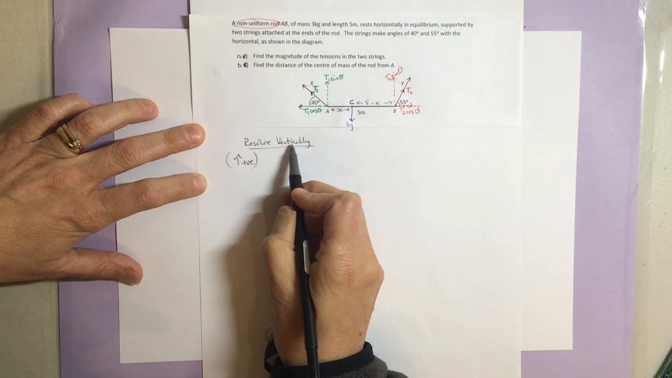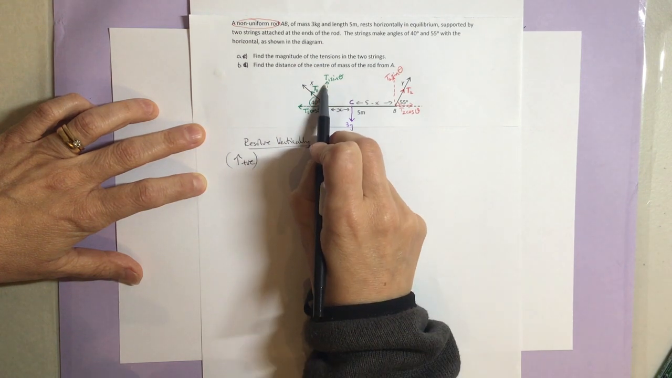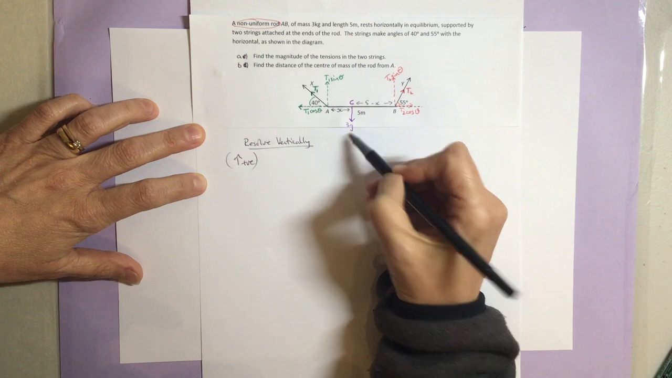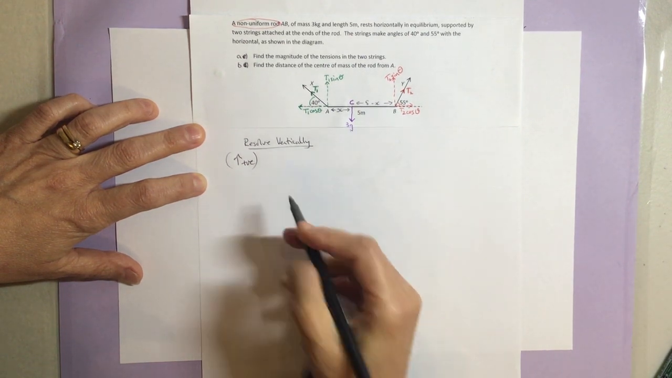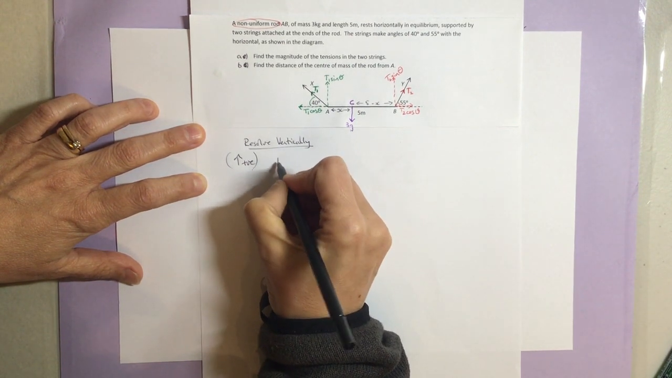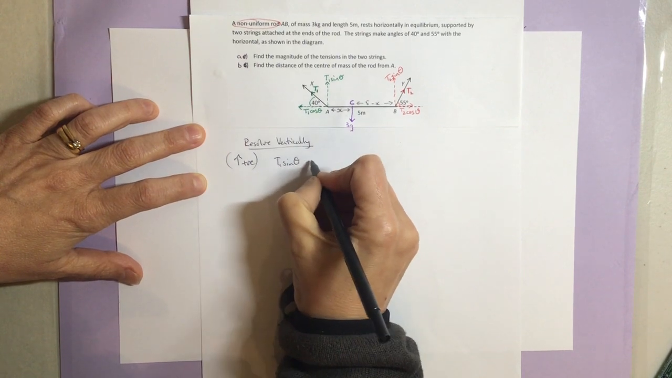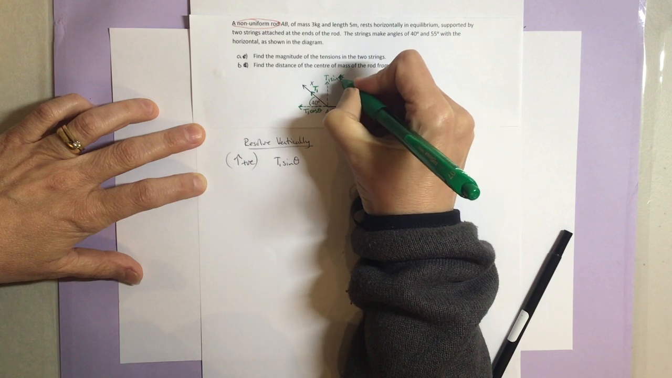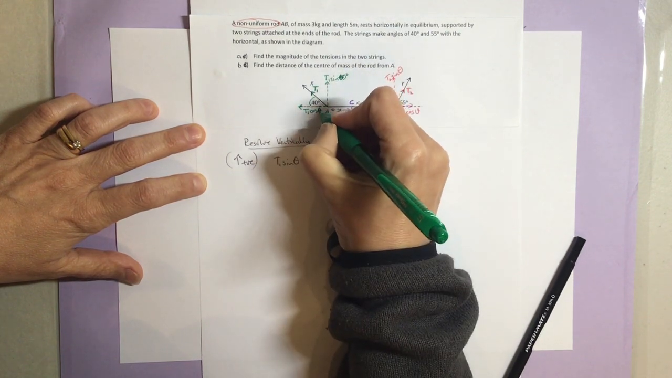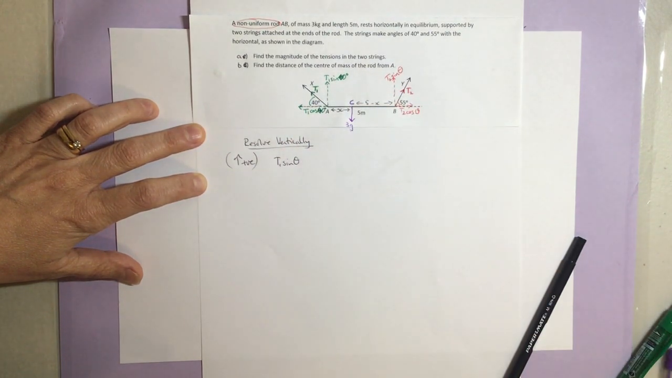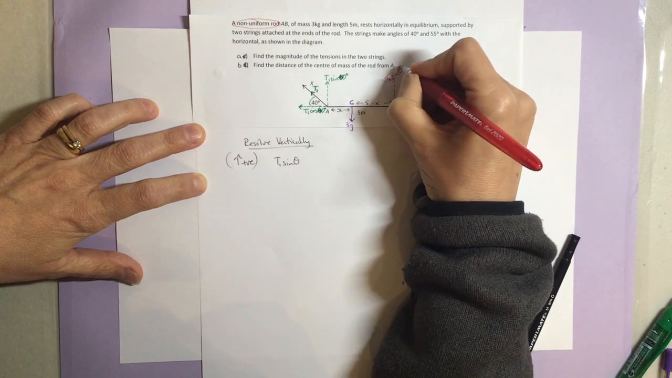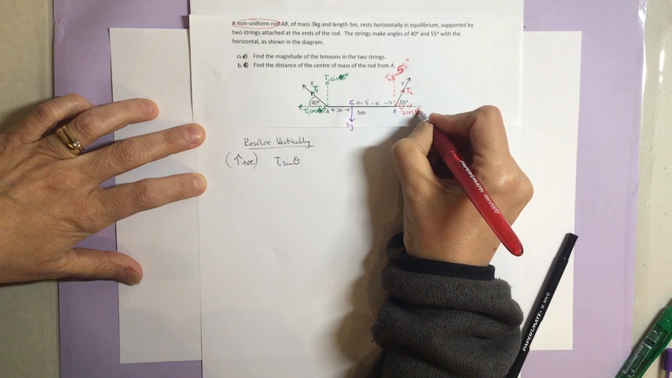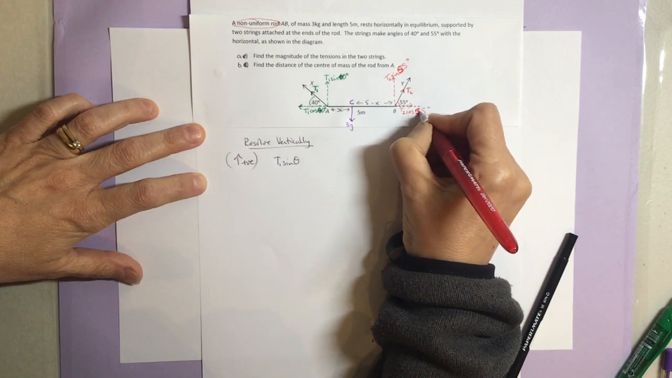So let's have a look at resolving vertically. What's happening vertically? This component of T1, this component of T2, and then in the opposite direction, the 3G weight acting downwards. So that means T1 sine theta. Sorry, that should be 40. Let me actually put them in because I know what those angles are, don't I? So that's 40 degrees and that's 40 degrees. And on this one, that's 55 degrees. And that's 55 degrees there as well.